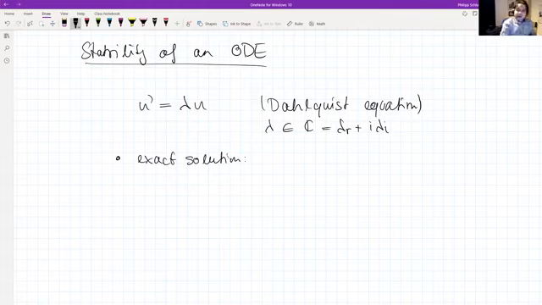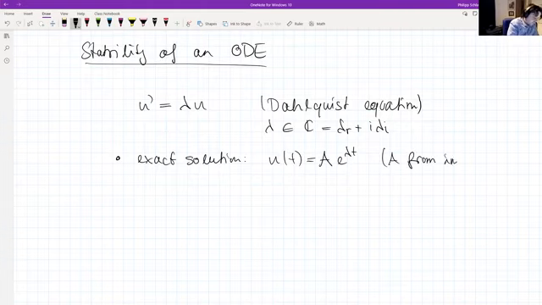So the analytical solution of the Dahlquist equation. I guess it's quite straightforward to see, since the derivative is the same as the function with a coefficient, that u of t is some exponential e to the lambda t. And then of course we need to have an integration constant a, which we can then determine with the initial condition. So a comes from the initial condition. So this is our exact solution.